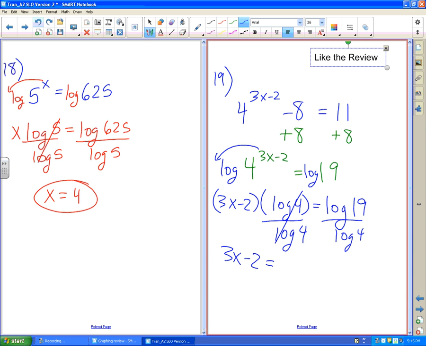So log of 19 divided by log of 4. Okay, gives me this ugly thing, 2.123 dot dot dot. I need to add 2 to that, which gives me 4.123 dot dot dot. I'm just kind of leaving this in the calculator and then divide that by 3. And it tells me that x equals 1.375.